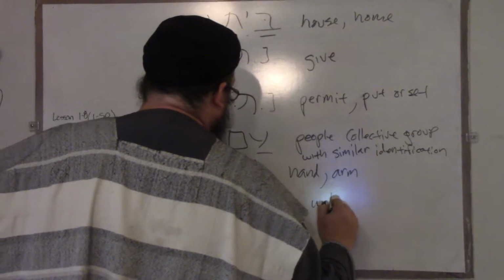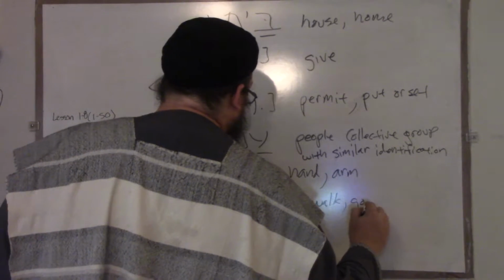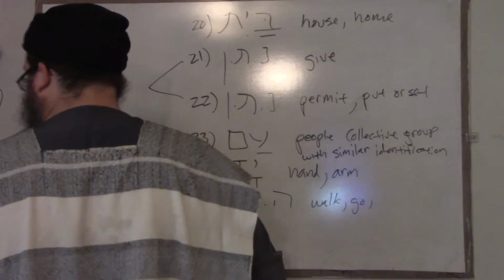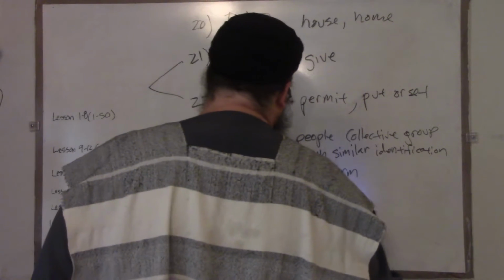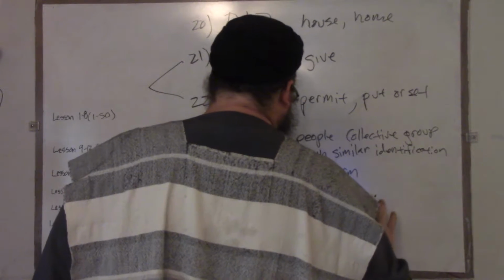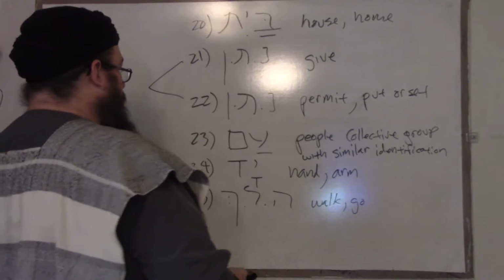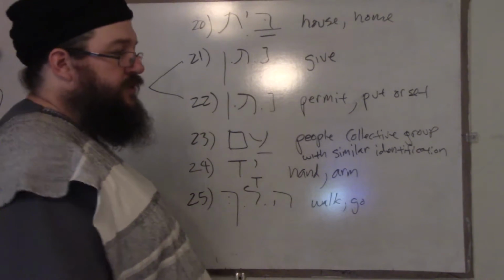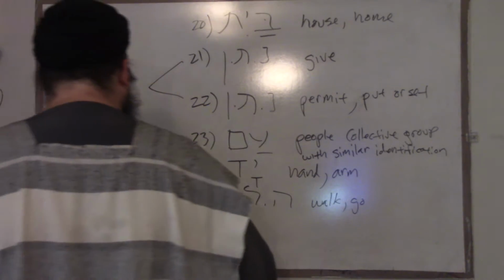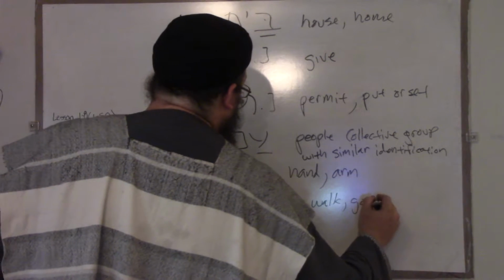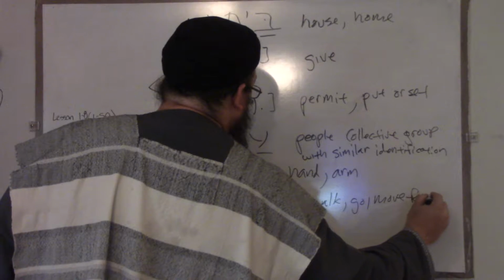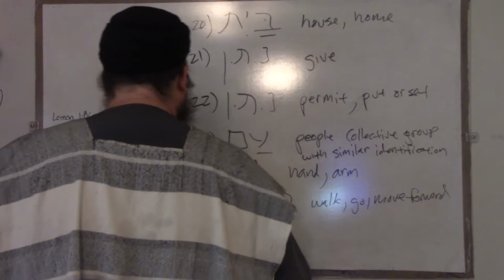halach, which means to walk, go. That's pretty much it. I'll use just that because I was thinking of something else. So walk or go is for halach. Okay, to walk on foot or to go somewhere. You also can say move. To move forward. Okay.